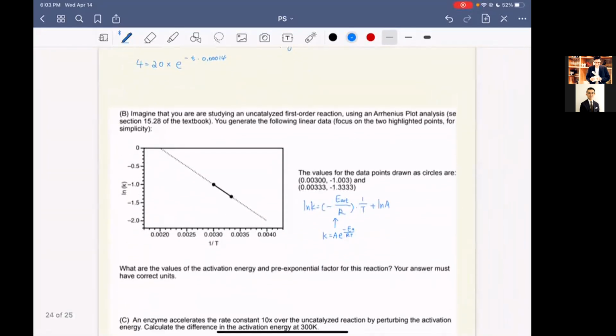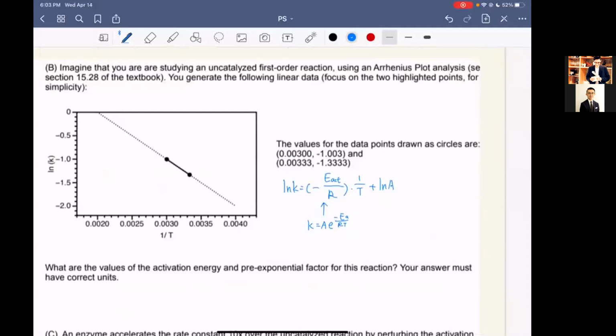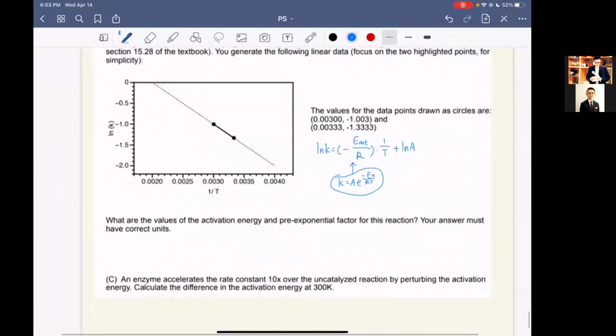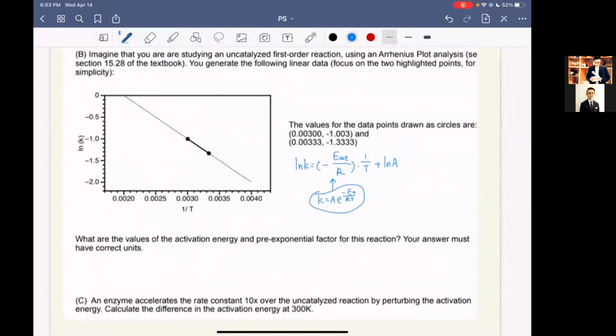For 2b, we have the Arrhenius plot. This is derived from the original Arrhenius equation, which is written here. If you rearrange it and pull the 1 over T out as the x and the log k out as the y, you get a linear relationship between log k and 1 over T. The first part of 2b asks for the activation energy and the pre-exponential factor A for the reaction. They gave us 2 data points.